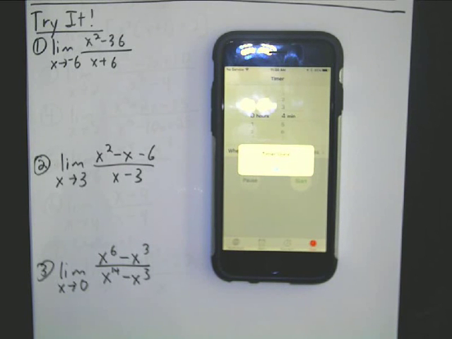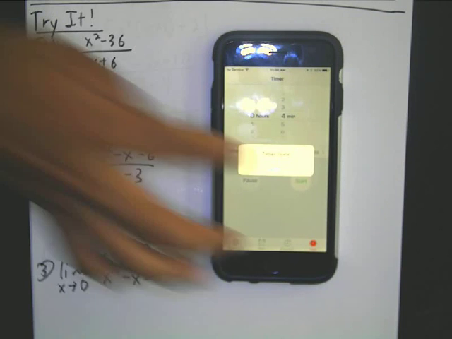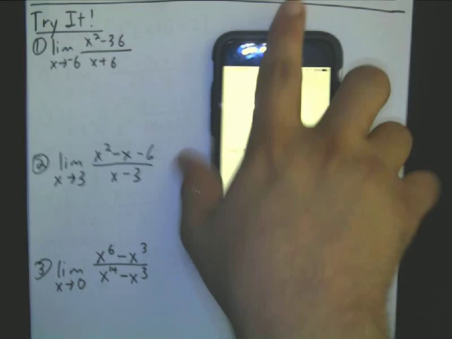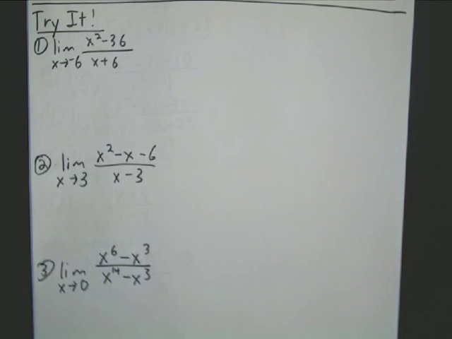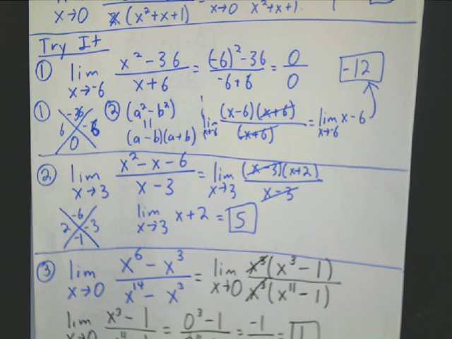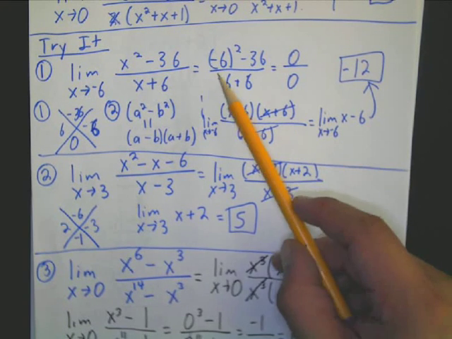Alright, so let's go ahead and look at these. Some good work done here. So here are the solutions. In the first one, as you can see, if you plug in negative 6 at the top, you get minus 36, negative 6, you get 0 over 0.